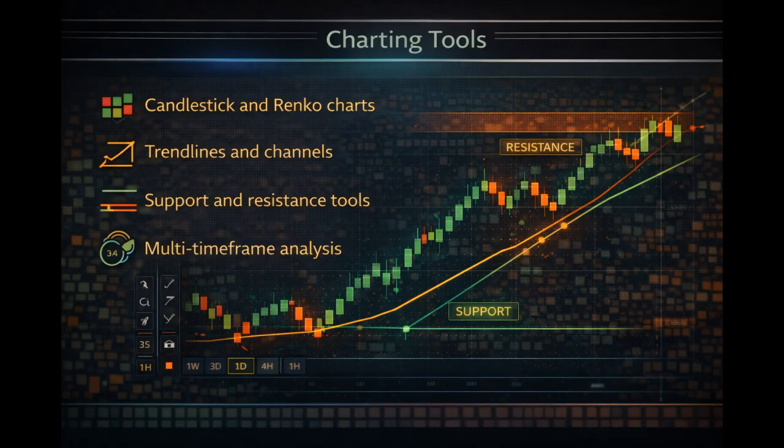Moving average interaction. The chart includes moving averages that act as dynamic trend indicators. When price remains below the moving average, it confirms bearish market conditions. In this chart, the price repeatedly stays below the moving average during the downtrend. Moving averages help traders confirm trend direction and avoid trading against the dominant market trend.